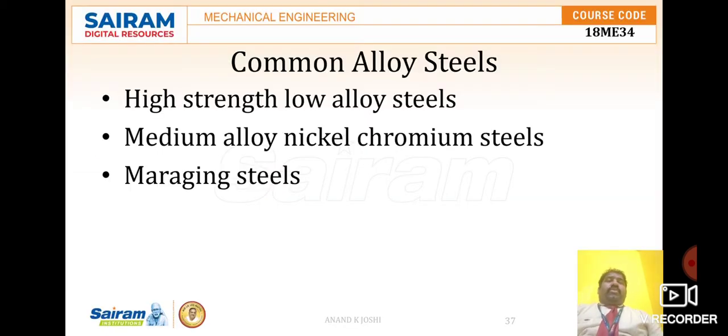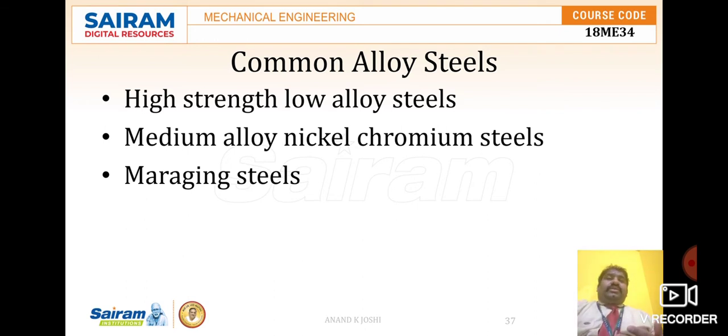Before discussing in detail, we will look at the types of common alloy steels. The term alloy steel is used where significant amounts of alloying elements, such as nickel, chromium, molybdenum, manganese, silicon, vanadium, etc. are included. These alloy steels are generally more responsive to heat and mechanical treatment than carbon steels.